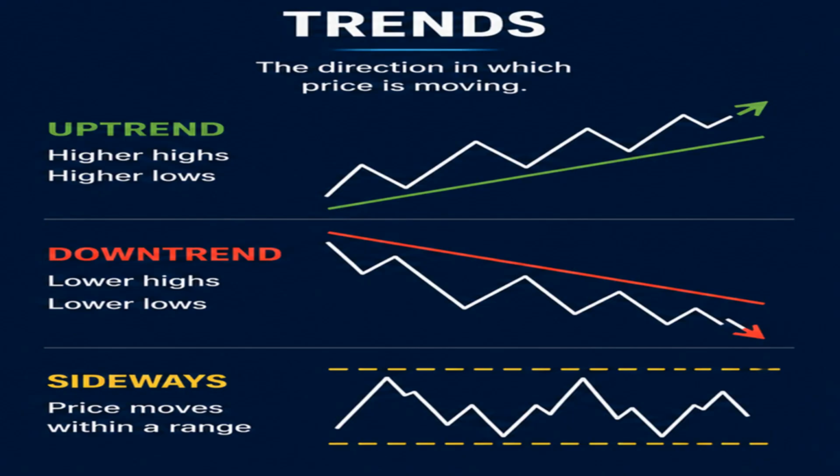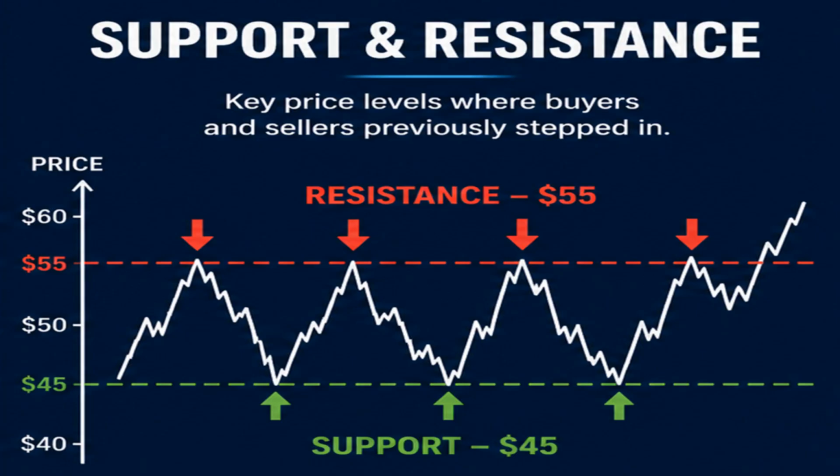Finally, sometimes neither side is winning. The stock simply moves between two price levels. This is known as a sideways market or trading range. Now let's look at support. Support is simply an area where buyers have previously stepped into the market.